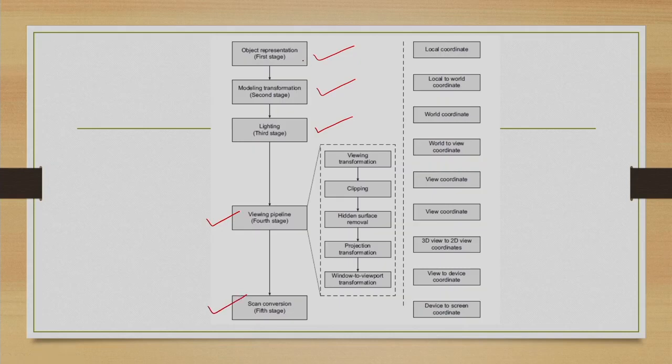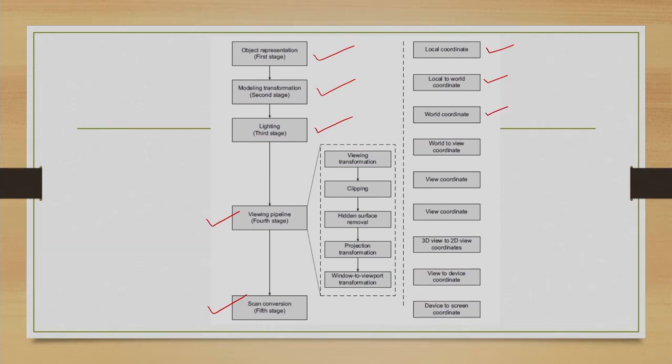And just to recap, among these stages object representation deals with representation of objects that constitute a scene, and there the objects are defined in a local coordinate system. Second stage is modeling transformation, where we combine different objects to construct a scene, and there we perform a transformation, that is local to world coordinate transformation. And then the scene is defined in world coordinate system. Now, in this world coordinate system we assign colors to the object, that is the lighting stage.